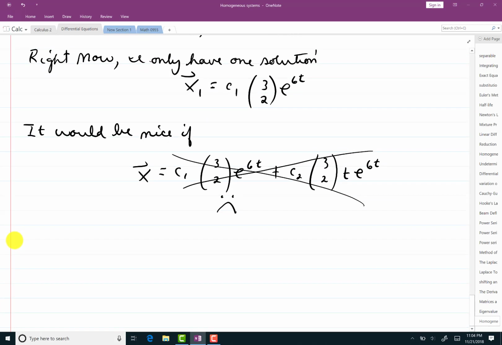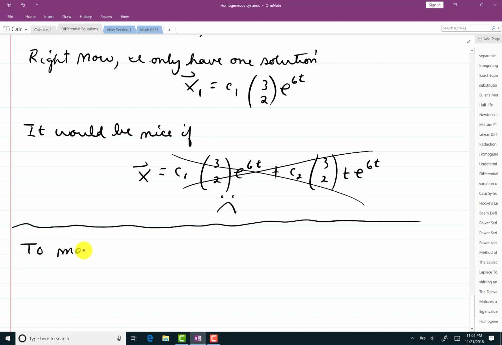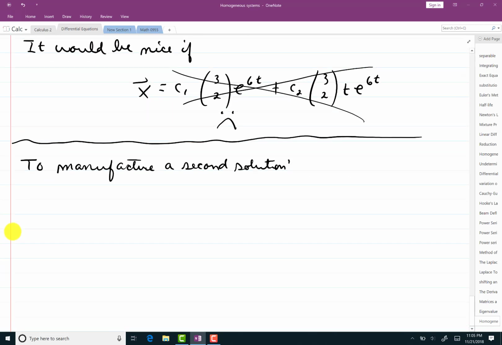So how do we manufacture another solution? Let me come back to this problem in a little bit. To manufacture a second solution, this is in the case of eigenvalues that give you too few eigenvectors to work with. To get a second solution, this is what we do. What you do is you let x2 equal k, and we'll call it k. It's just k, there's only one. I don't have to call it k1.